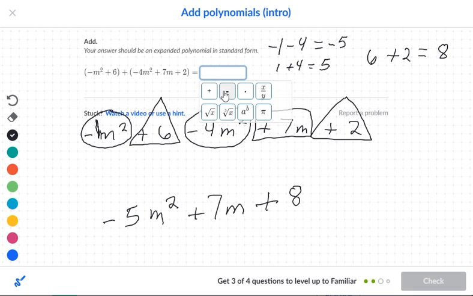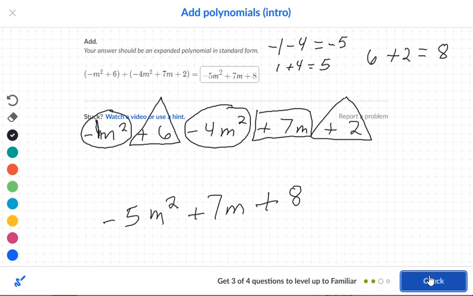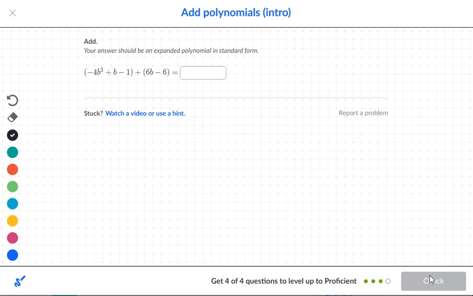So we start with the negative sign, we type in a 5, we put the letter m. Now press the AB key. That allows you to put the exponent in. So you have a 2, press your space bar, that brings the cursor down. Then we want to put on a plus sign, we want to press in 7m, then we want another plus sign, and then we have an 8. So when we check this, let's see if this is correct, and it is correct. So let's go to the next question.